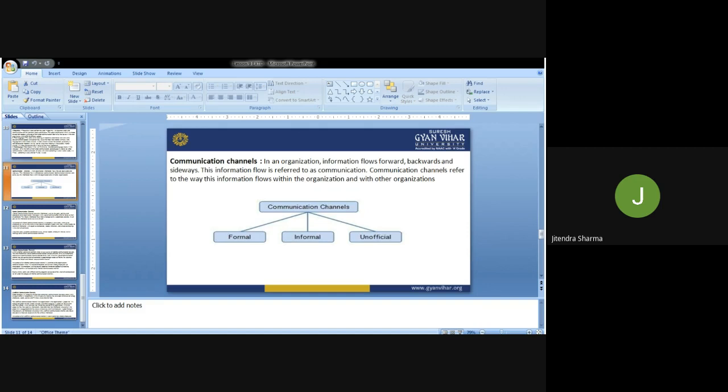Then communication channels. These are also very important. In an organization, information flows forward, backward and sideways. This information flow is referred to as communication. Communication channels refer to the way this information flows within the organization and with other organizations. So communication channels are divided into formal, informal and unofficial. We will discuss these time and again.